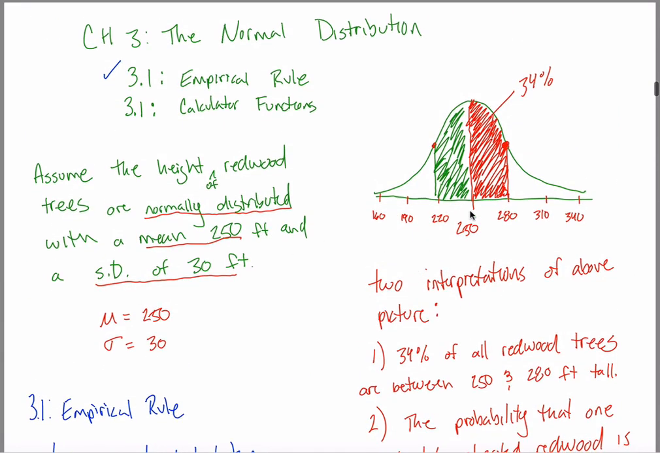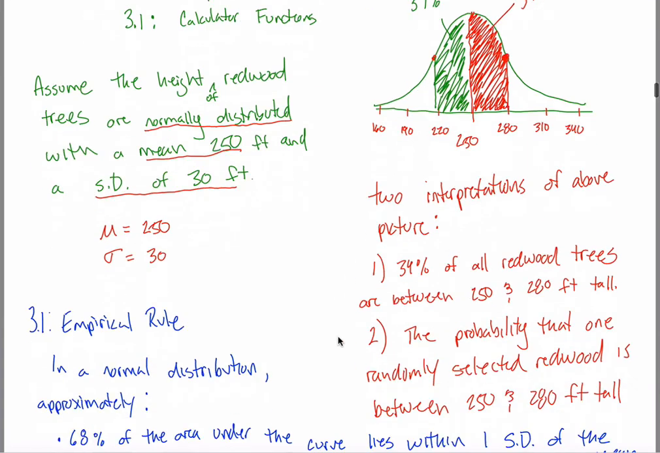So if red and green together are 68%, the symmetry of this distribution tells me that both red and green individually must be half of 68%. In order for this plus this to be 68%, since they're symmetric, they must each individually be 34%. So that's where that number came from in the previous video. What else can I do?